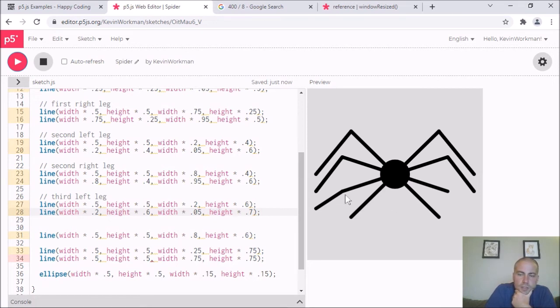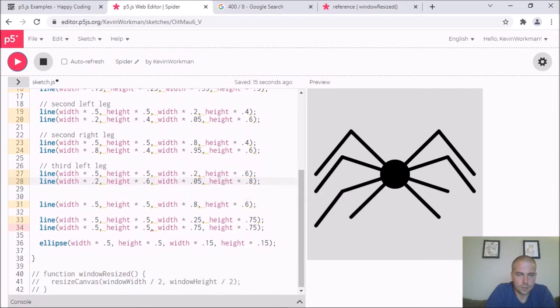Maybe not actually, okay. That's because from the second to the third leg, it jumps a little bit more. So maybe I change this to 0.8. Oops. I think I'm going to wait to fiddle around with it until I have all of them. So it's going to be very similar.